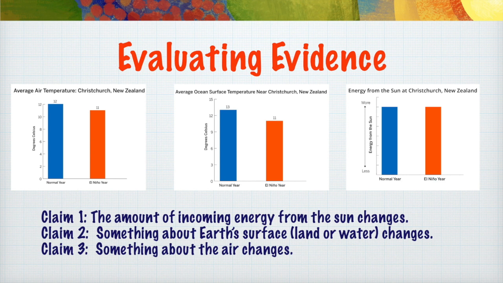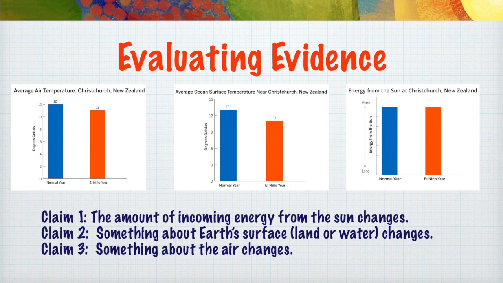If we look at just the air temperature, we have here that during a normal year, it is about 12 degrees Celsius, and during an El Nino year, it's about 11 degrees Celsius. Lowering by 1 degree, and again, as mentioned earlier in the unit, even 1 degree can change how the living things in an environment react to each other. In the second, we see that the ocean temperature also goes down. It starts at 13 and goes down 2 degrees.